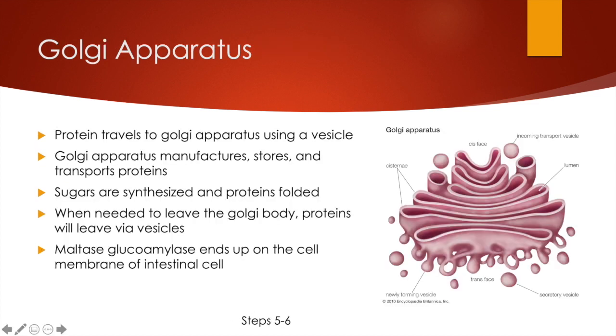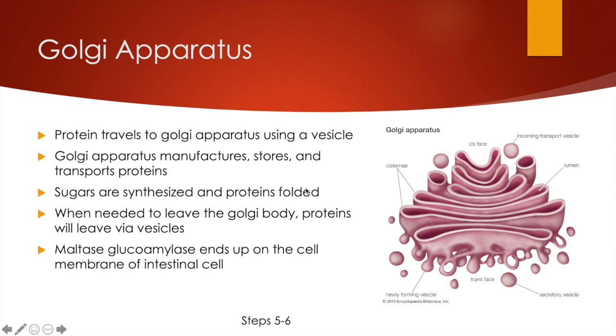Now we're at steps 5 through 6, where the protein is at the Golgi apparatus. Proteins travel to the Golgi apparatus using a vesicle. A vesicle is basically a bubble-like structure used to transport cellular products. The Golgi apparatus manufactures, stores, and transports these different proteins. It also synthesizes some sugars and adds them to the proteins, as well as folds the proteins.